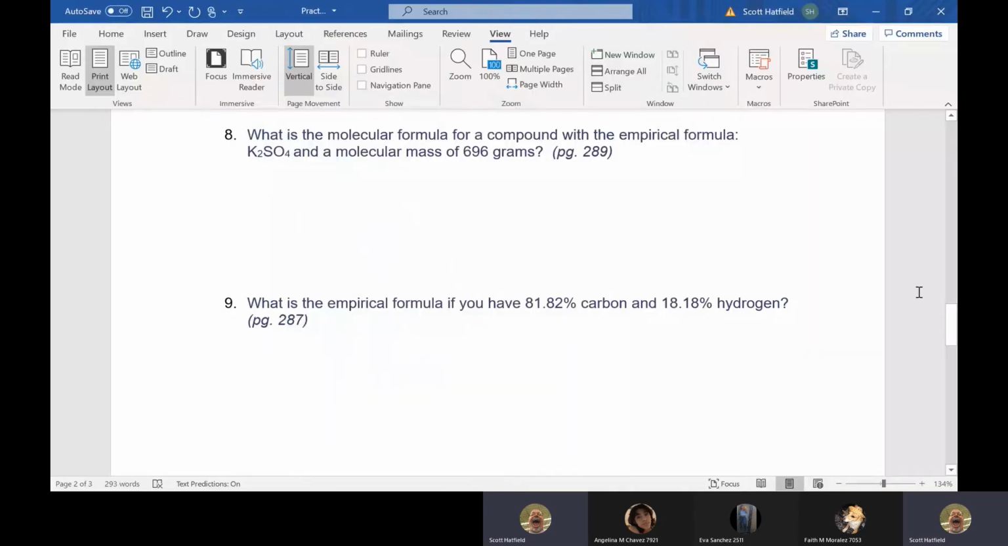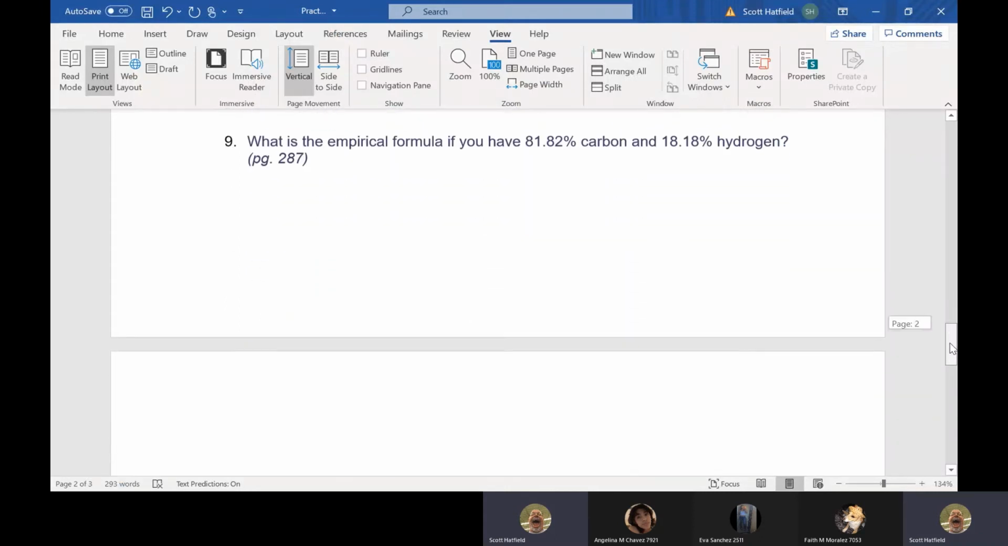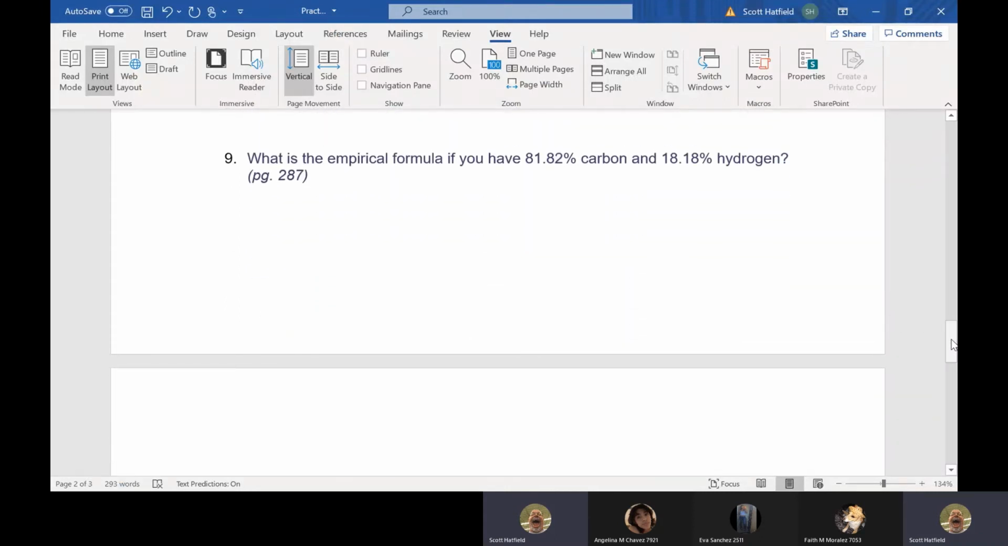Number 9. What is the empirical formula if you have 81.82% carbon and 18.18% hydrogen? So here, instead of giving us the empirical formula, they're asking for it. In other words, they're asking us to come up with a ratio.